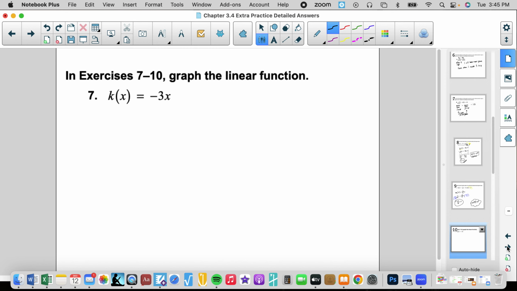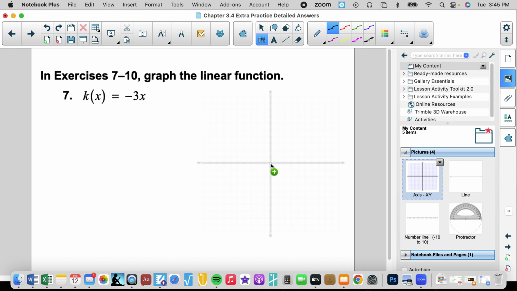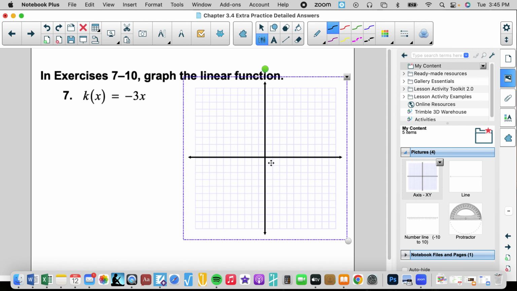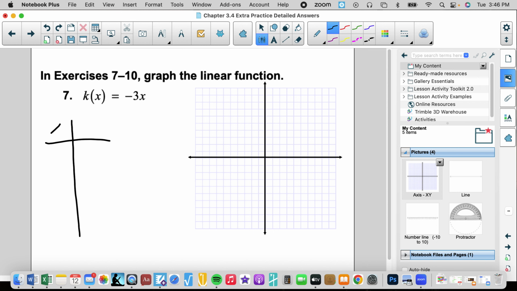In exercise 7 and 10, graph the linear function. Oh, I should have put a graph in these. Sorry about that. Graph the function. So there's a couple ways we can do this. We can find 3 points. We can make a chart. And we can do input, output, input, output. Notice I didn't write y. This is going to be x. This is going to be k of x.